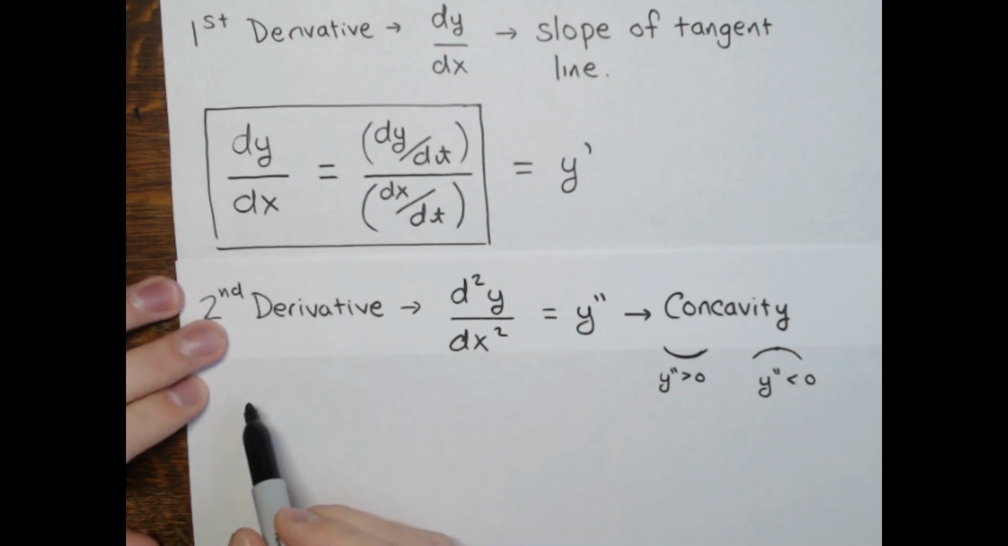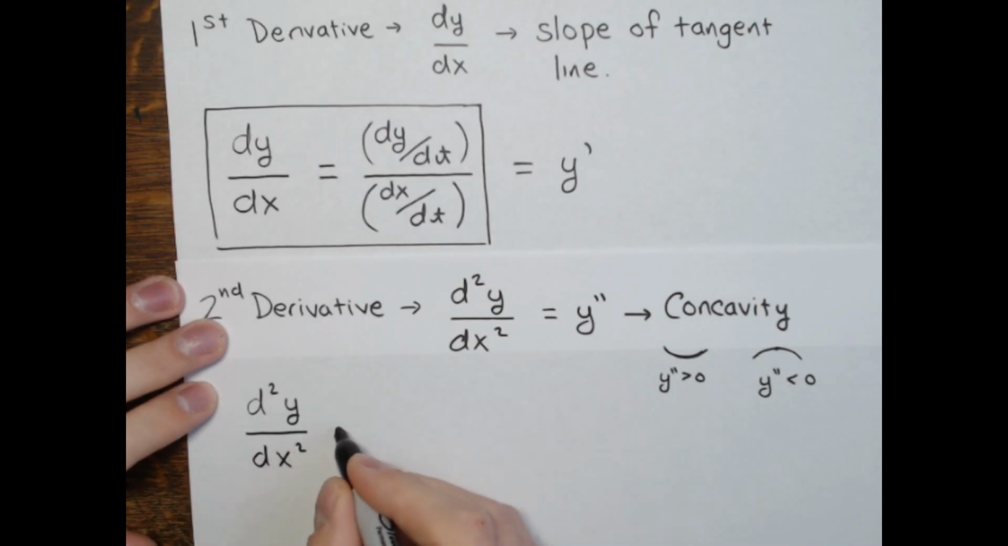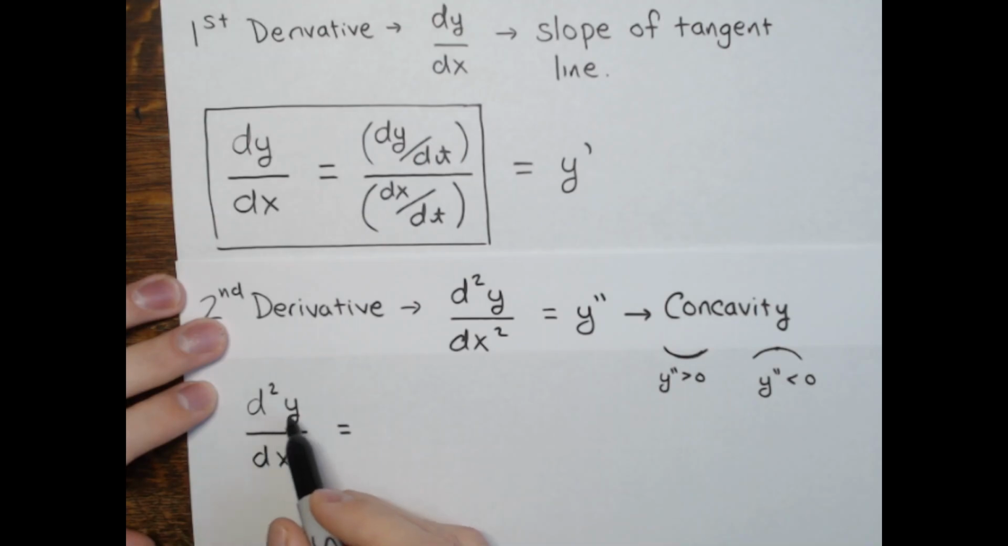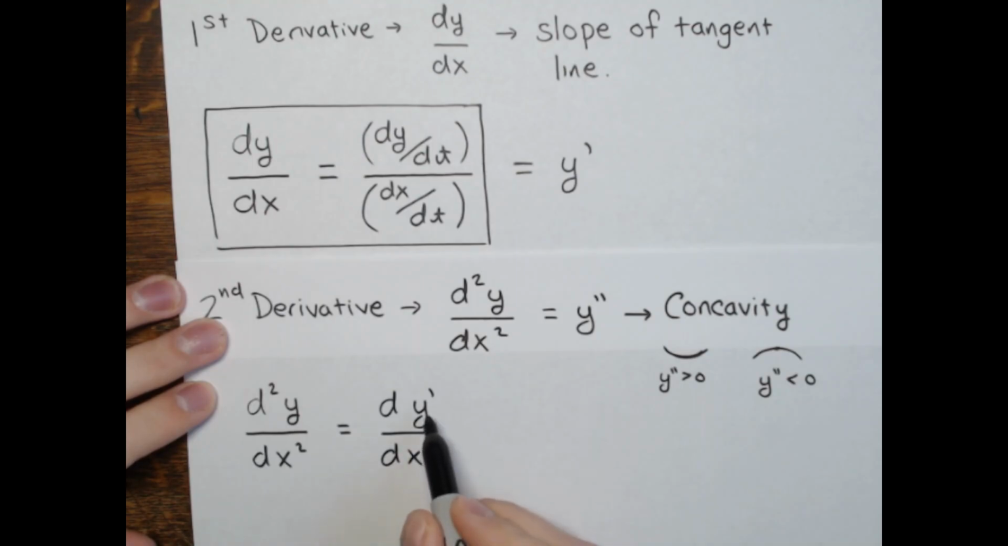Well, the second derivative of y with respect to x, what we're going to do is think of it this way, and you can always think of it this way: the second derivative of y with respect to x is just the first derivative of y prime with respect to x. It would be y prime prime.